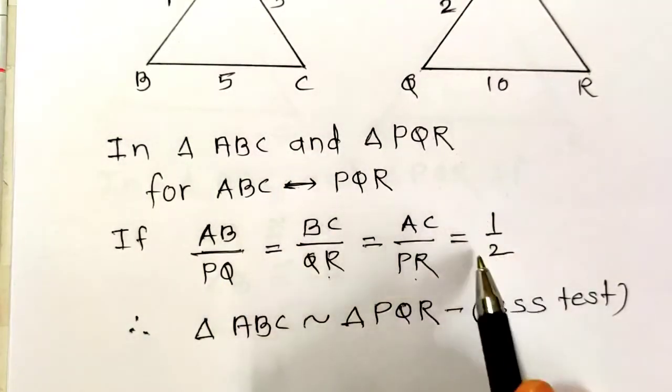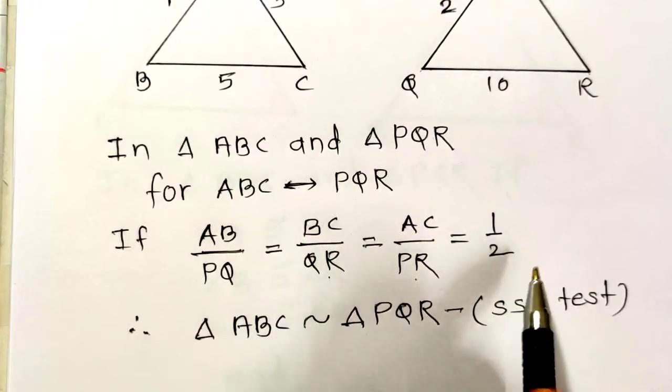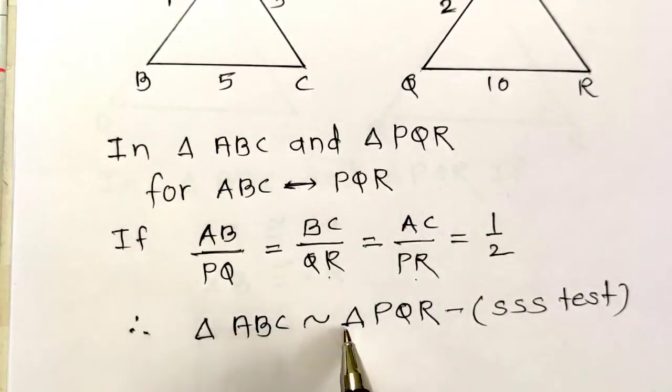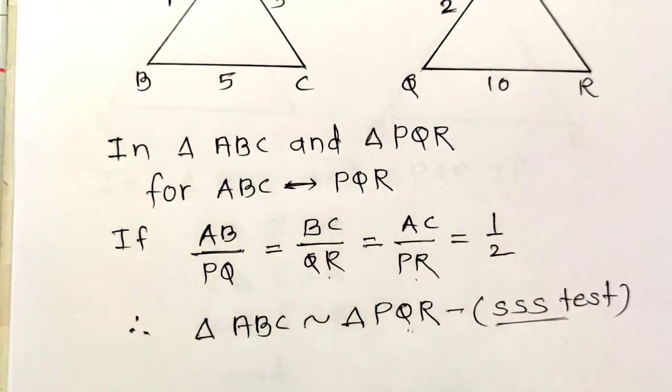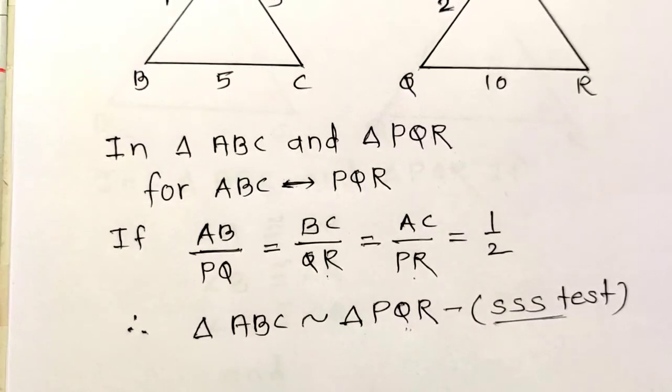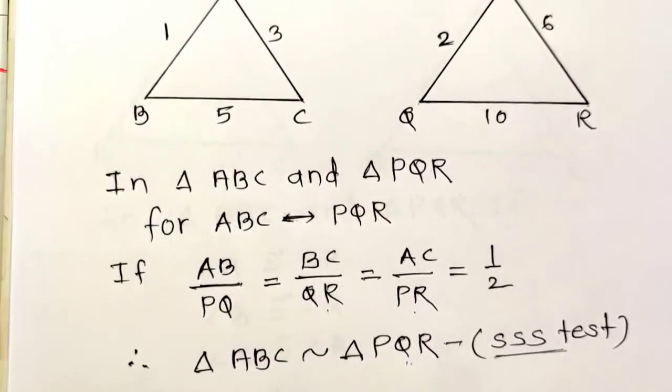It is not essential 1 upon 2. That means these are equal. Then we can write triangle ABC similar to triangle PQR by SSS test. Means for a given correspondence, if all the three pairs of corresponding sides are in proportion, then the triangles are similar by SSS test.